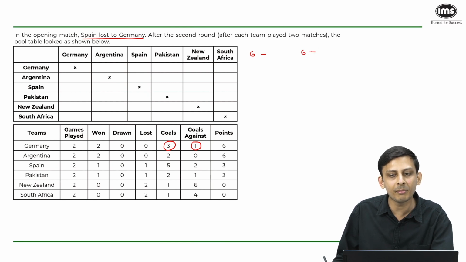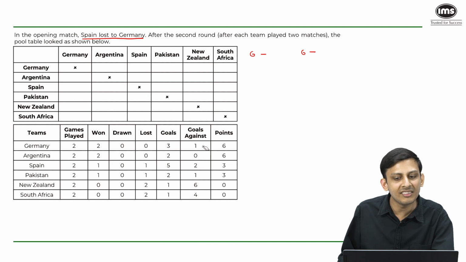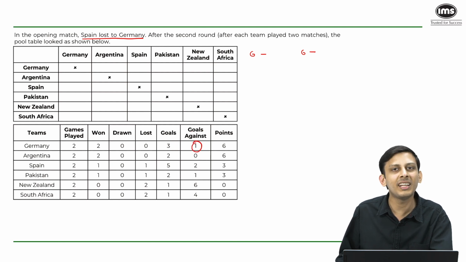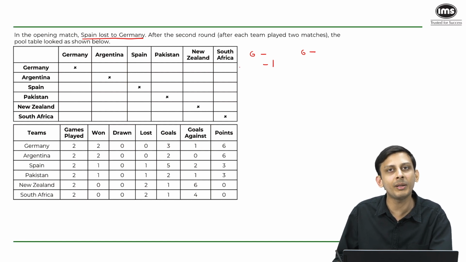Now in one of these matches, Germany will concede 1 goal. Germany is only conceding 1 goal in total here. So in one of these matches, Germany will concede 1 goal. The other team will score 1 goal against Germany. But Germany will still win this match. Germany is winning both of the matches.